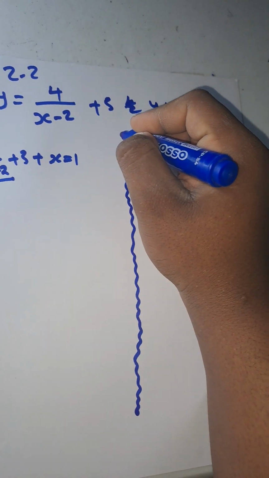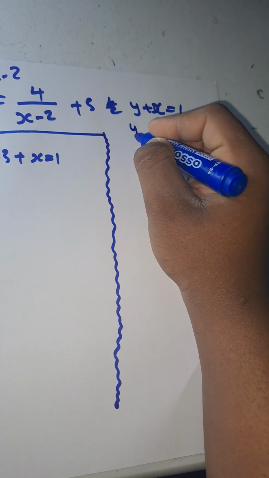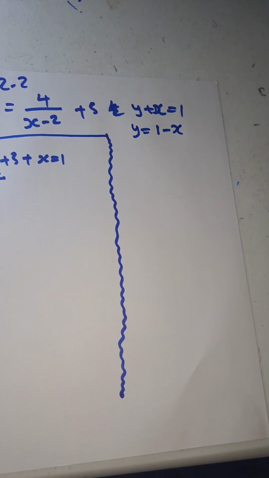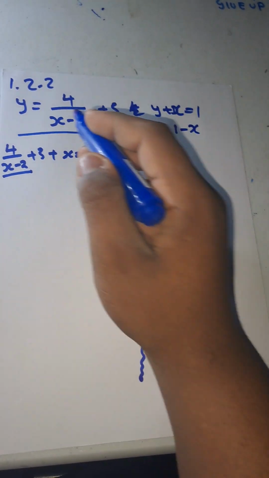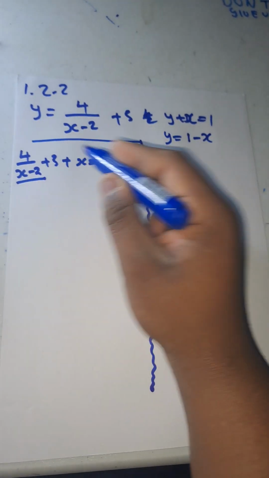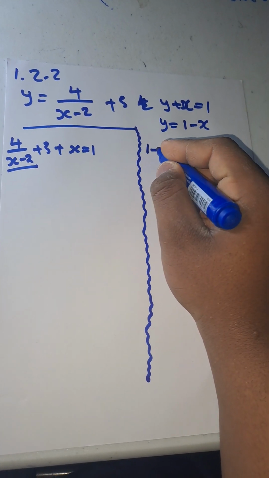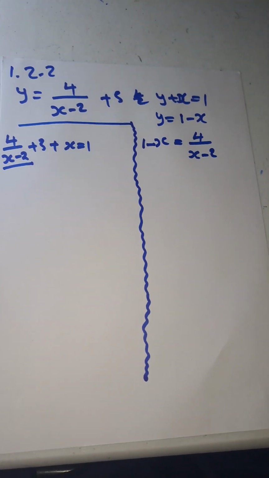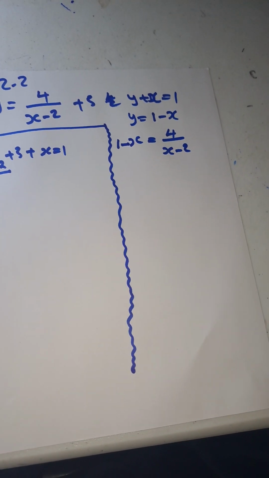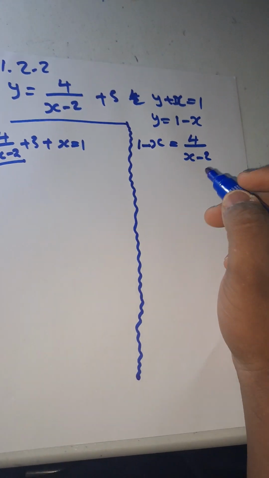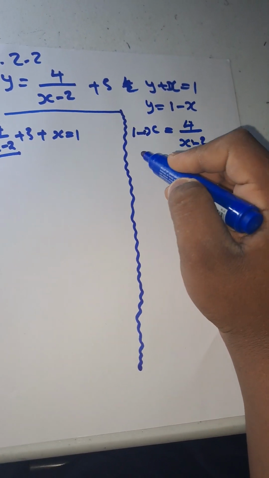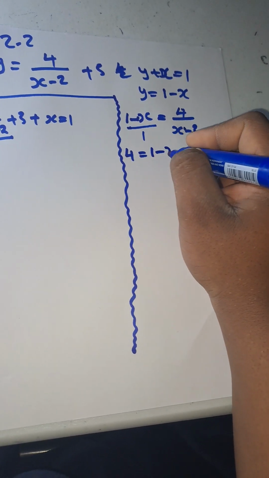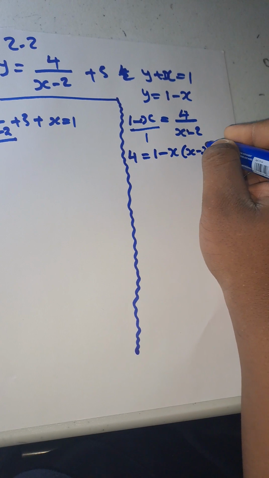Let's forget about this one. y is equal to 1 minus x. See? Now let's continue. I'm going to take this one now. So where there is y, I put 1 minus x is equals to 4 over x minus 2. Now let's cross multiply. This times this, times that. This is the same as over 1. So I'll have my 4 is equals to 1 minus x times x minus 2.